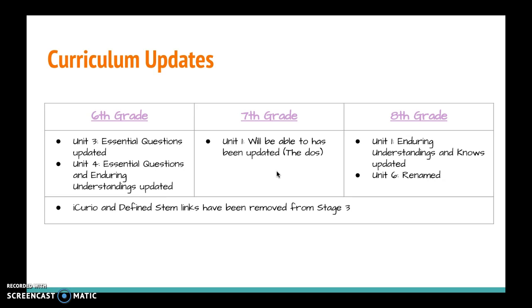You'll notice that in all curriculum documents for 6th, 7th, and 8th grade, I-Curio and Define STEM have been removed as links from Stage 3. In Cabarrus County, we no longer use these as resources. These are links here to the specific year-long maps on the Curriculum and Instruction webpage. Make sure that you are logged in to the Cabarrus County Schools webpage, or you will not be able to access Stage 2 and Stage 3.